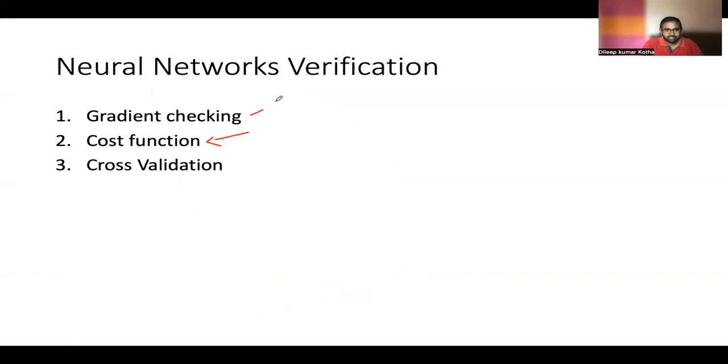Then I went with gradient checking. Gradient checking is also explained in my previous videos, you can take a look at them. This is nothing but you use the cost function to calculate the gradient, and you compare that with the gradient we calculated using backpropagation and see if they are matching. If they are matching, it means our backpropagation algorithm is fine. But with the cost function and gradient checking, I faced some issues: for a small batch size these work fine, but when I use a large batch size, they are not giving me the correct result. So then I went with cross validation.